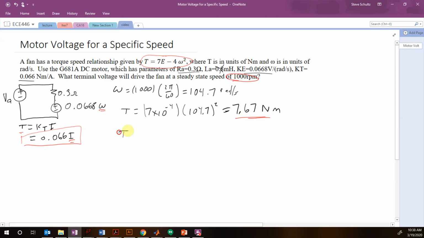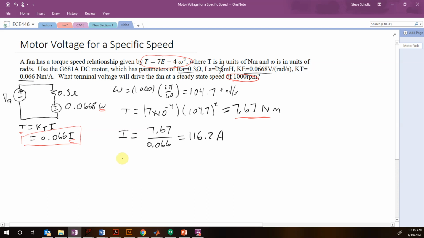So now we have the current that we need is equal to our torque, 7.67, divided by our torque coefficient, which is 0.066. So that becomes 116.2 amps.